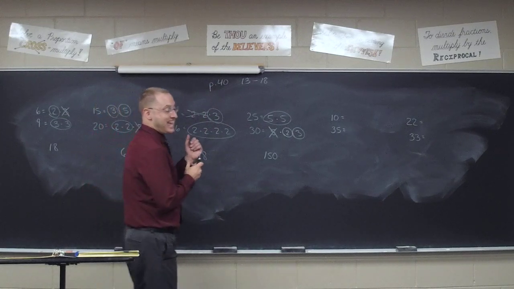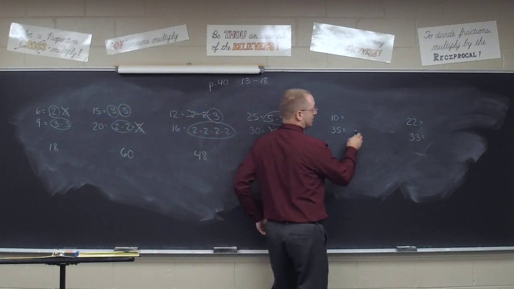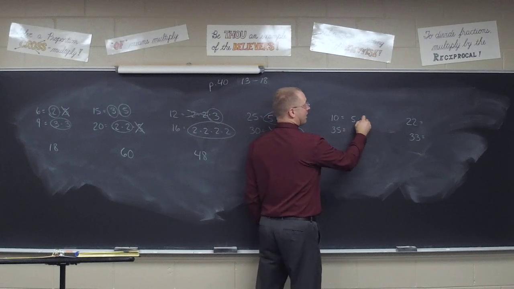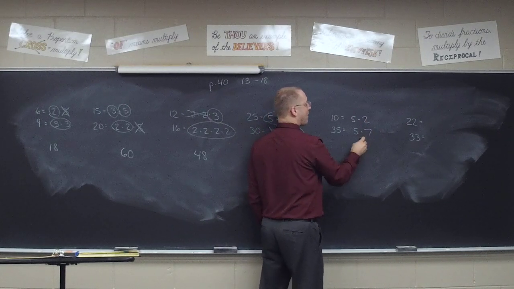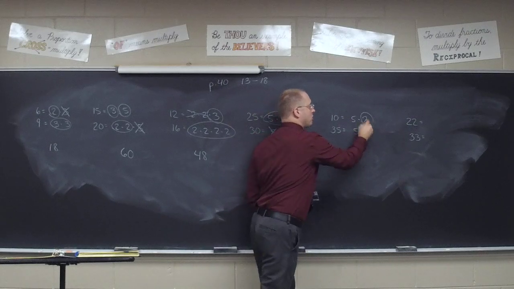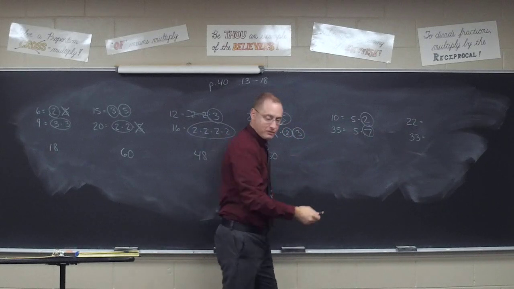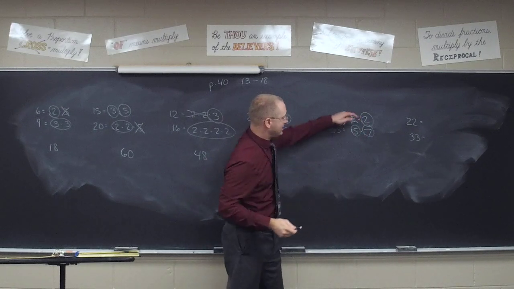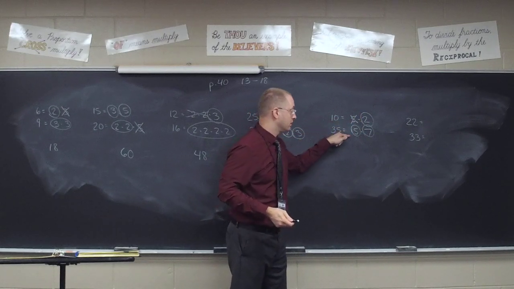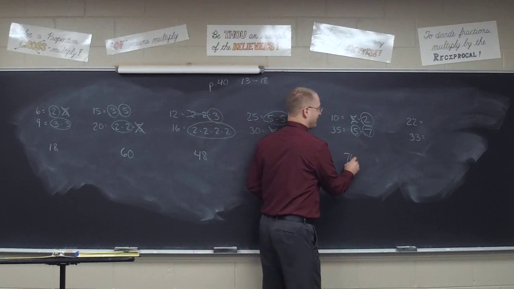Look at the next one, 10 and 35. How do we factor it? 5 times 2. And 35? 5 times 7. One of these is a winner. Obviously the 2's a winner and the 7's a winner. You pick one of the 5's, 35, and that makes this a loser. And we multiply, let's say 2 times 5, 10, times 7. 70 is our LCM.